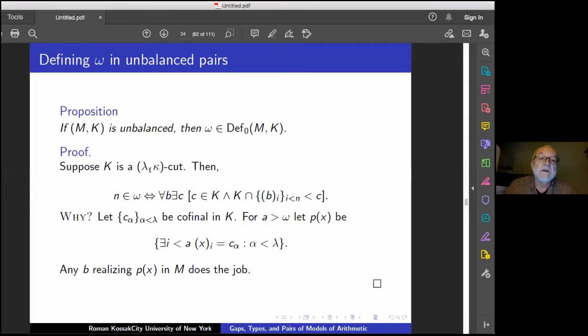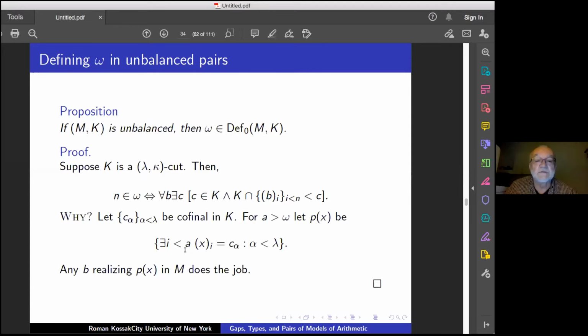So here is the definition of omega. It says that you talk about all possible B's that code a sequence of length at least n. So it simply says that in K there is an upper bound for any sequence of length n. So when n is standard, clearly, because K is closed under successor, such a bound always exists because we're talking about finite sequences. But conversely, we assume that this is a lambda kappa cut. So that means that there is a sequence of length lambda that's cofinal in K.